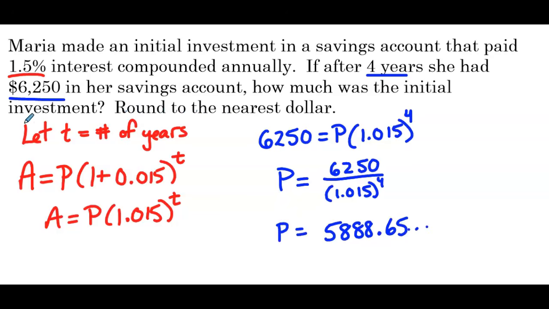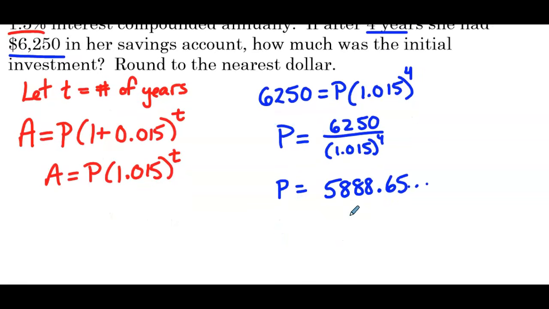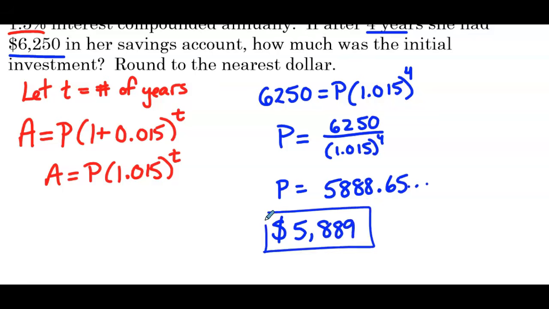Now they tell us to round to the nearest dollar. So rounded to the nearest dollar, her initial investment was $5,889. Okay, so this is what she put into the savings account at a 1.5% annual interest rate, and after 4 years, she wound up with $6,250. So the same process, but they just gave us different information. So instead of solving for the final amount, we had to use our exponential function to solve for the initial amount.